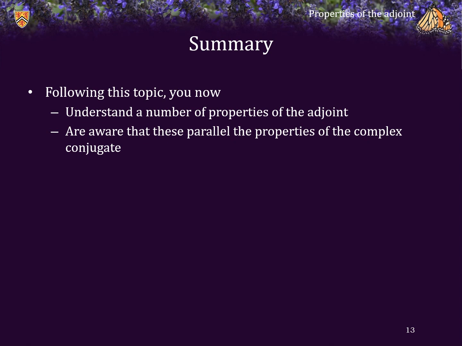Similarly, we saw that all other properties are the same, with the one exception that because complex multiplication is commutative, the conjugate of a product is the product of the conjugates. However, for linear maps, the adjoint of a composition of B times A is equal to the composition of the adjoint of A and the adjoint of B.